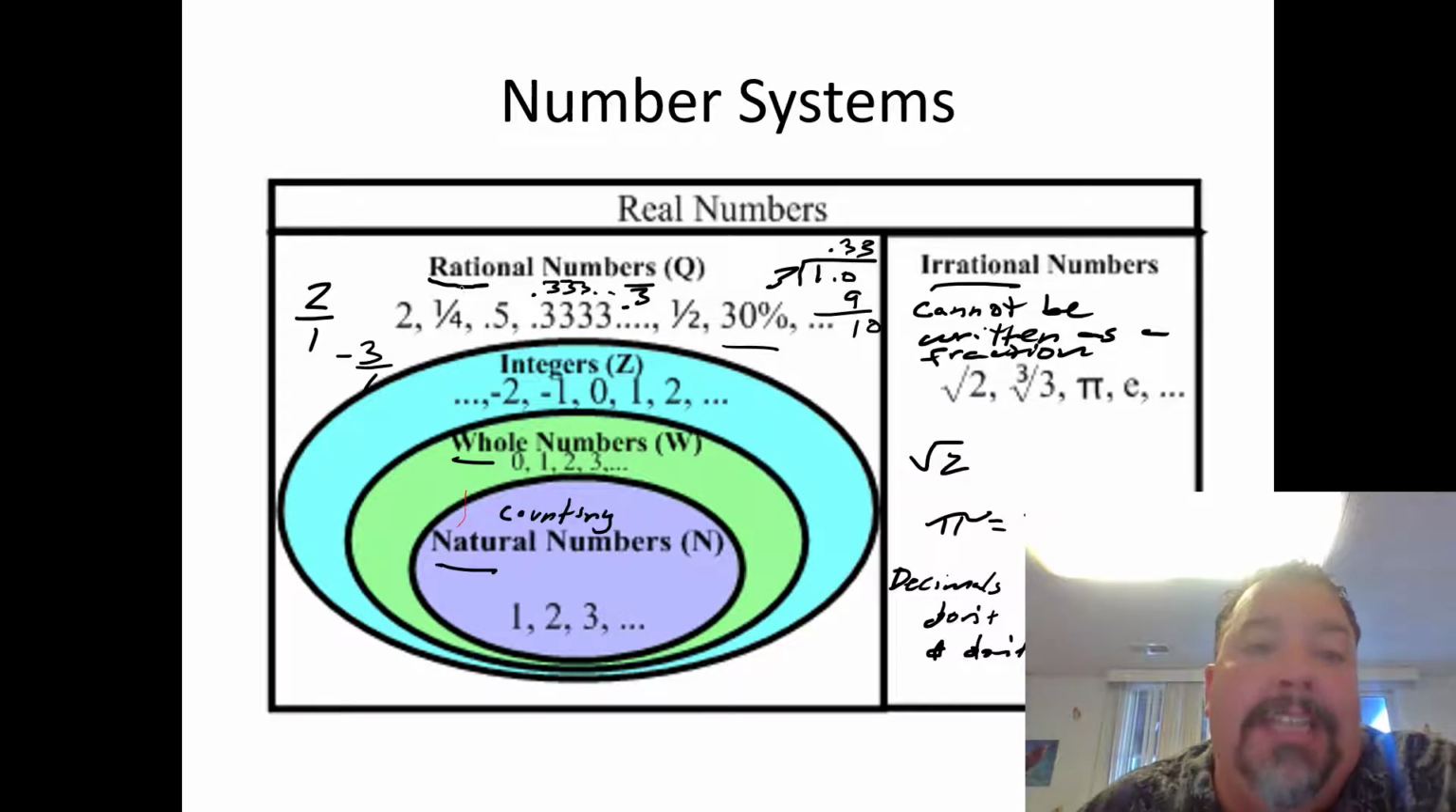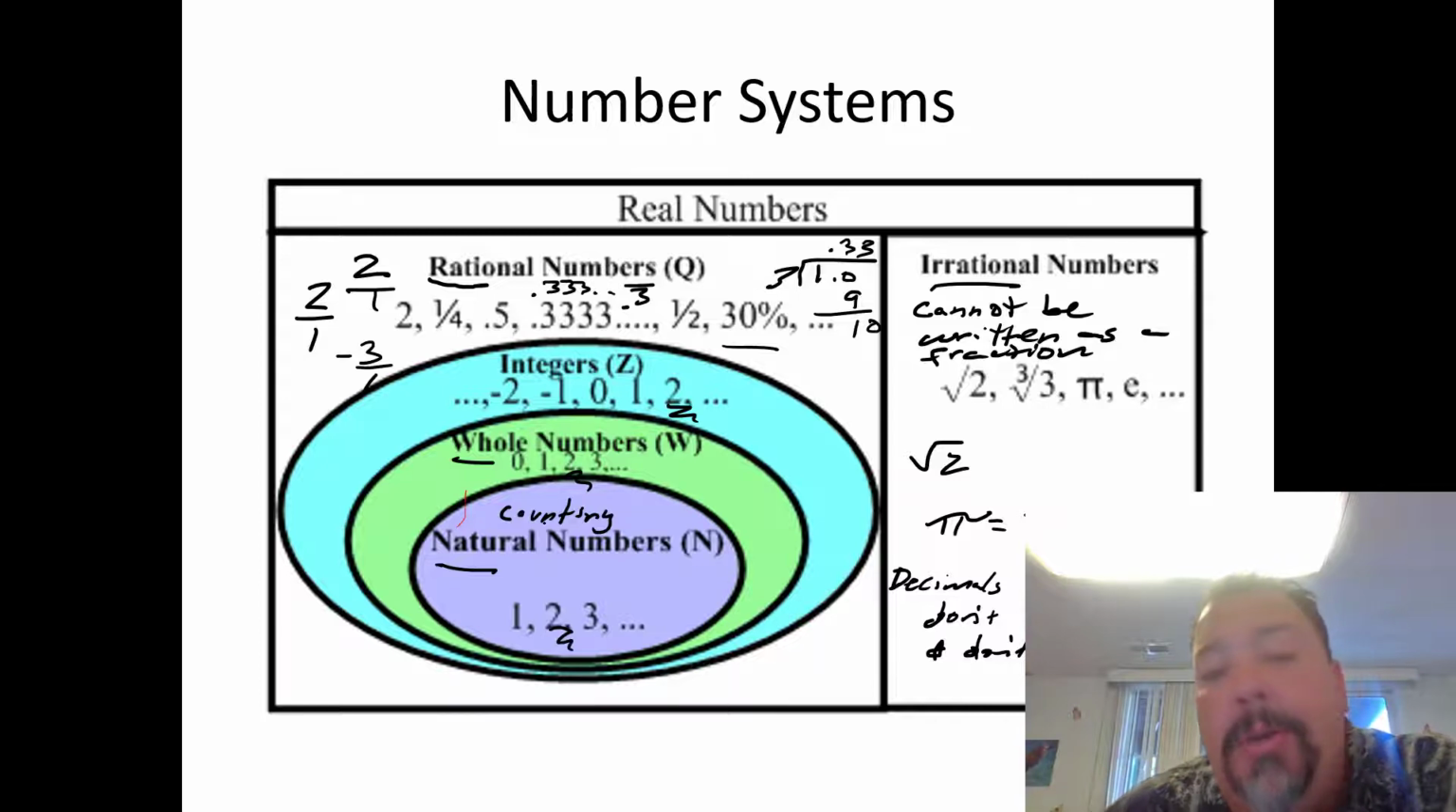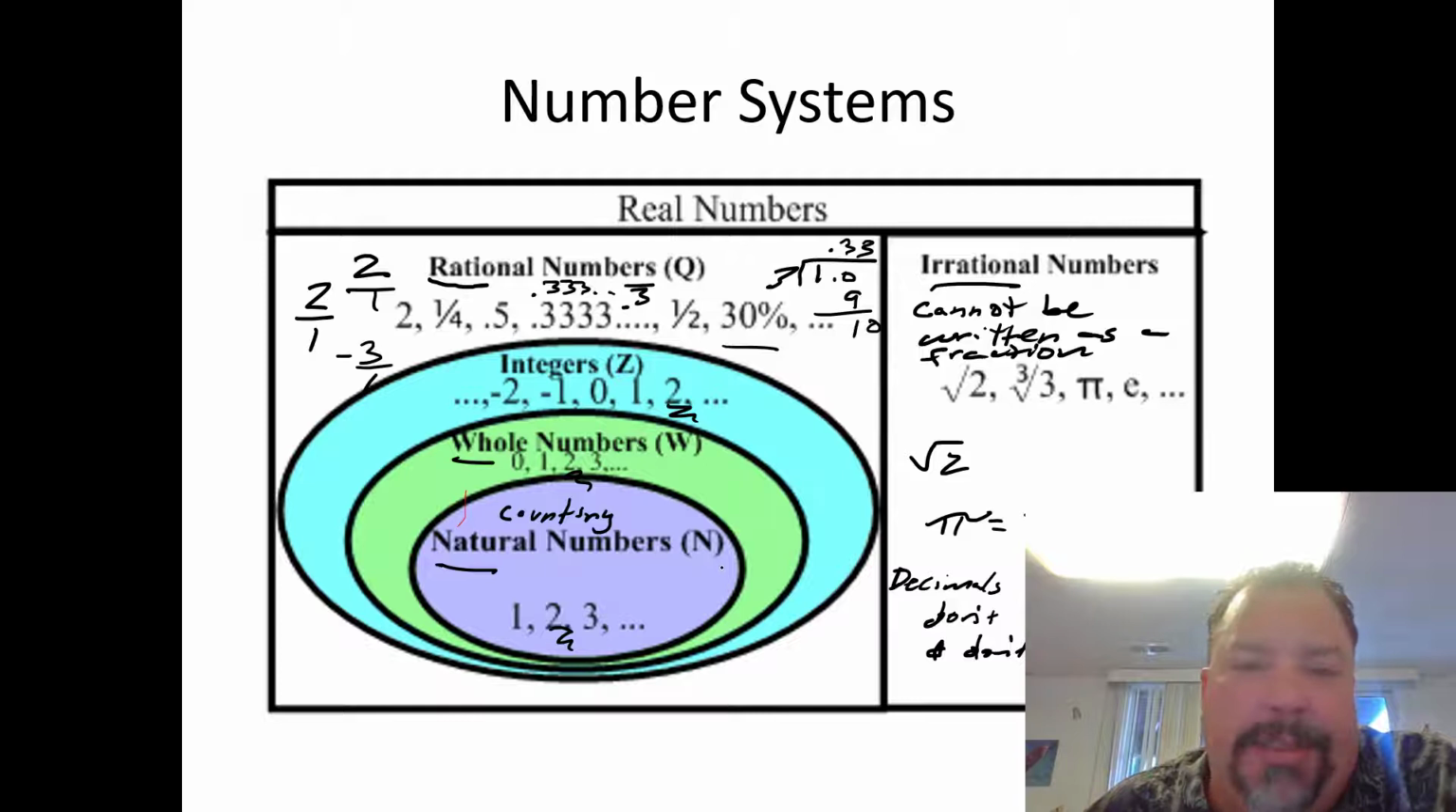So, for example, 2, we saw over here, 2 is a rational number because we can write it as a fraction. 2 is also an integer because it's going to be in this list of integers. 2 is a whole number, and 2 is a natural number. And 2 of course is a real number too, because all of these are going to be real numbers. So it's possible for a number to be in more than one set.